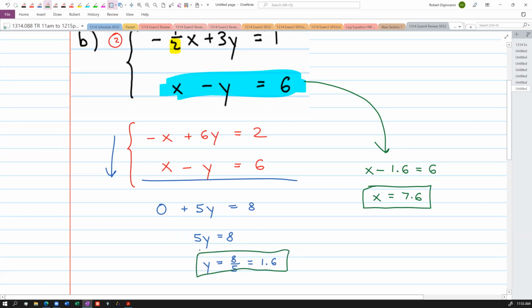These two lines do intersect somewhere. Questions?